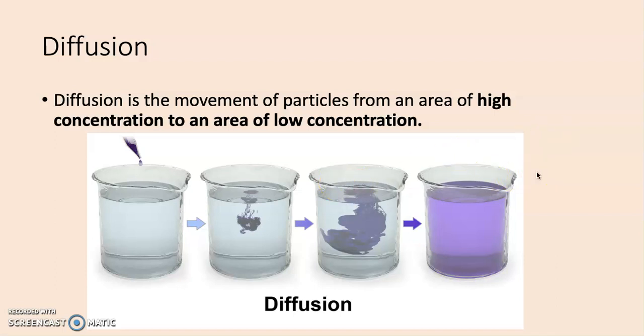So you can see in this example, food coloring in water. The food coloring particles start in that one drop all together, a very high concentration. Now without you needing to stir it, move it, shake it, they will naturally spread out, going from an area of high to low.